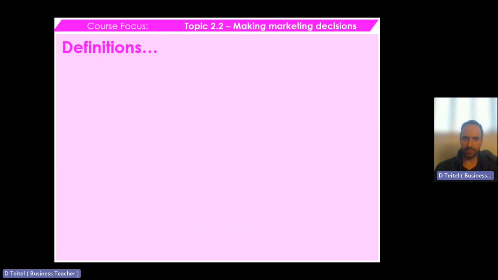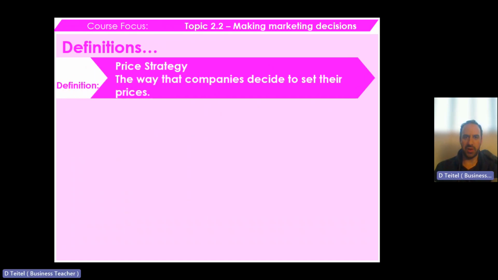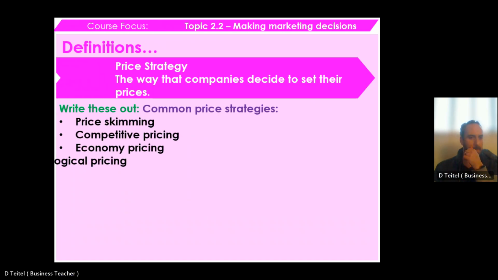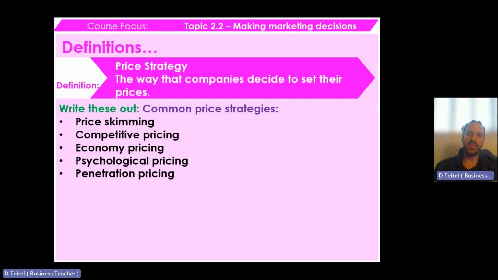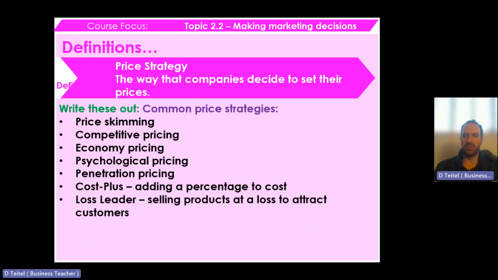2.2.2, this is price. Some definitions that we're looking at here: price strategy is the way that companies decide to set their prices. These are the relevant terms: price skimming, competitive pricing, economy pricing, psychological pricing, and penetration pricing. Cost plus, which is adding a percentage to the cost, and loss leader, selling products at a loss to attract customers.